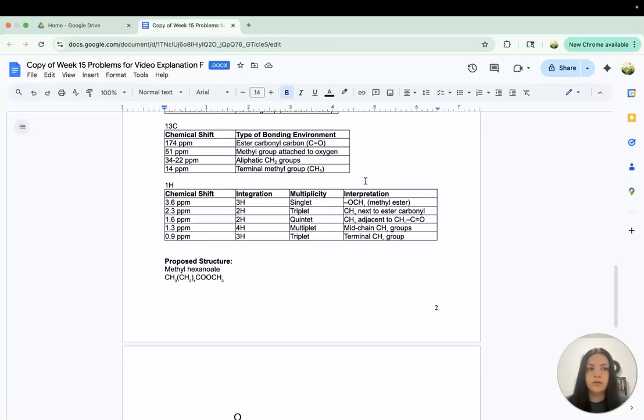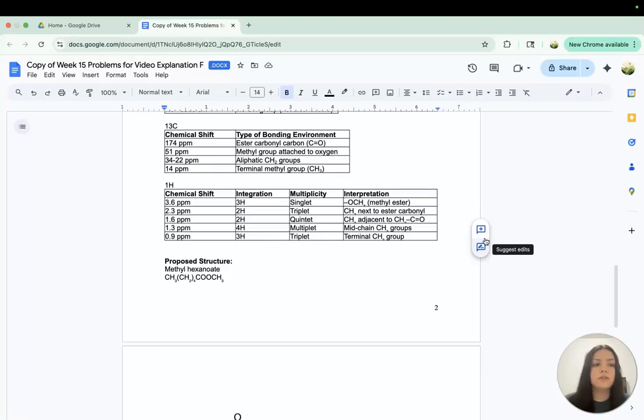Moving on to the proton nuclear magnetic resonance spectroscopy, which is this chart right here, it further supported our findings. The 3.6 parts per million singlet clearly represents the ester methyl group, and the triplet at 2.3 parts per million indicates a methylene group next to a carbonyl. The remaining signals account for a straight chain alkyl group.